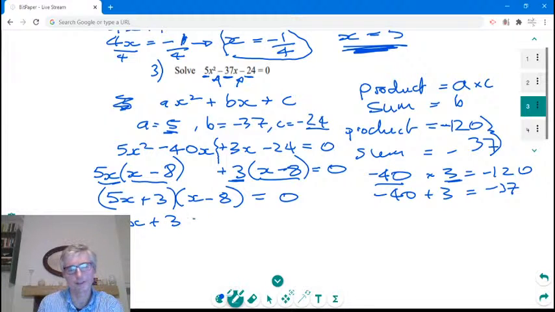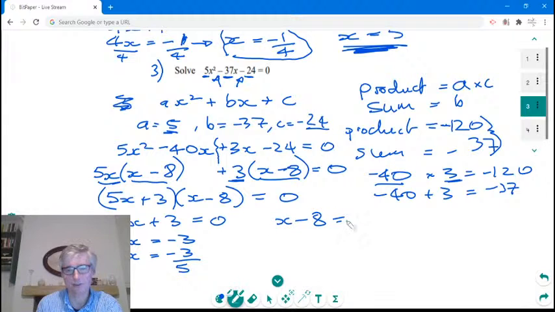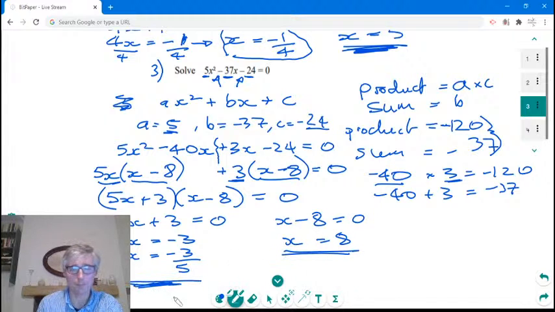5x plus 3 equals 0. If I solve that, I can just take away 3 from both sides. 5x is minus 3, and x is minus 3 over 5. And the other bracket is x minus 8, which is equal to 0. If that's the case, then x must equal 8. So those are our two solutions for that one.